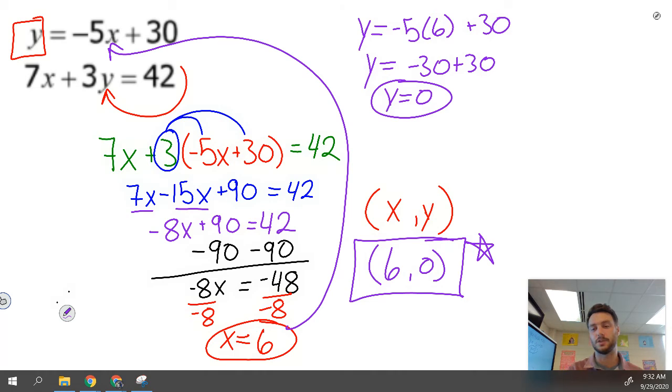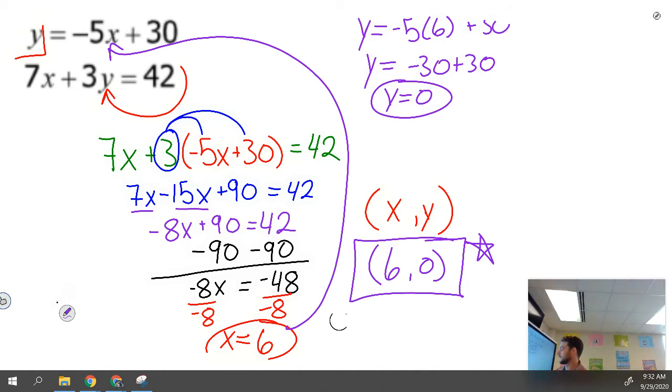Done. That is substitution. That is substitution at its core. This one was solved already for y, so we'll look at a couple other ones. But overall, that is the general plan here. So this is the most straightforward example where we don't have to do anything beforehand. Sometimes, however, we do need to do some stuff beforehand.